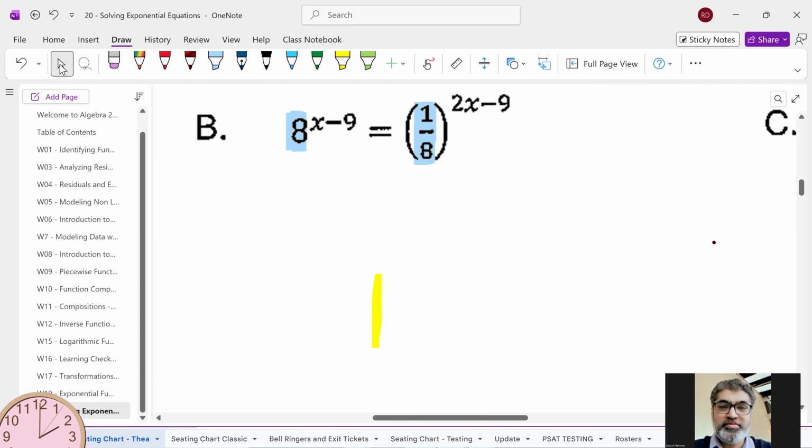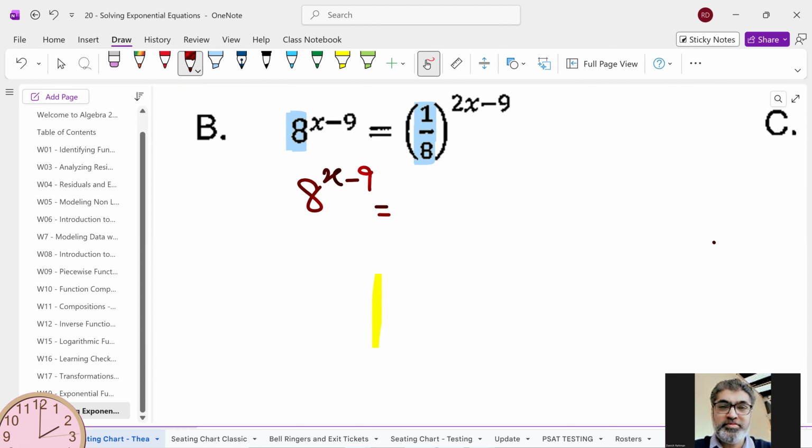So if I change this 1 over 8 in this way, look at that, x minus 9 equals 8 to the negative 1. And then I will put over here 2x minus 9. Make sense? And now we do know that if there are two exponents within the parentheses, we can multiply those two things together. So what will I do? I will distribute this negative over these two things.